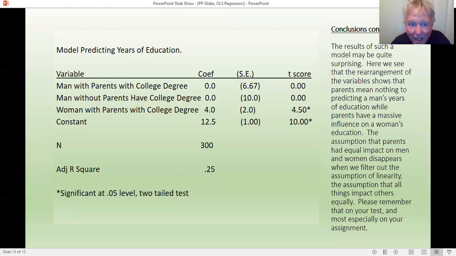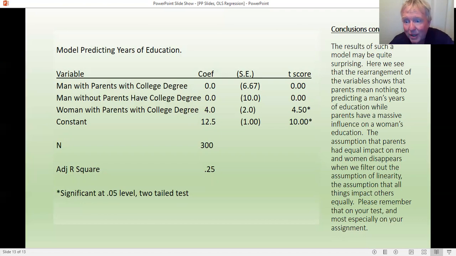That would mean that their predicted value would be the constant, 12.5 plus 0. So you would expect all men, no matter what, to have 12.5 years of education. We would also expect women without parents with college degrees to also have 12.5 years of education because they're the base. They're the variable that's left out. The one variable left in that is significant, look, it has a t-score of 4.5 here. It has a coefficient of 4, is women with parents with college degrees.